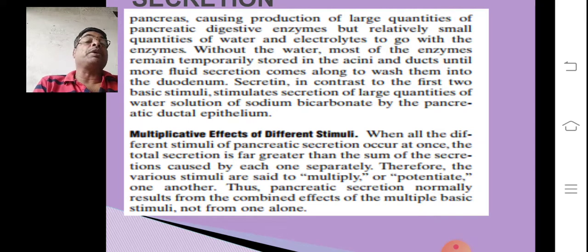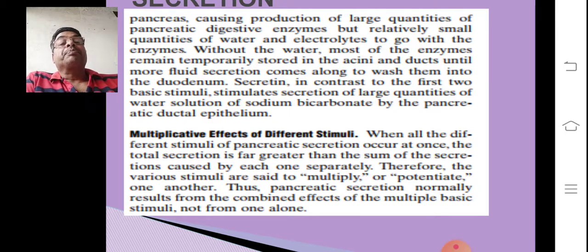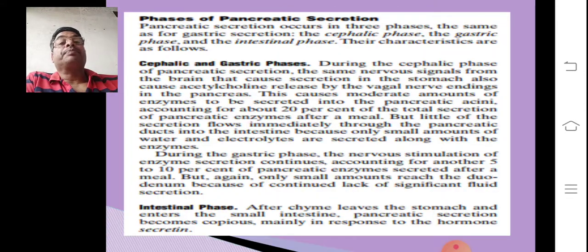Multiplicative effects of different stimuli. When all the different stimuli of pancreatic secretion occur at once, the total secretion is far greater than the sum of the secretions caused by each one separately. Therefore, the various stimuli are said to multiply, or potentiate, one another. Thus, pancreatic secretion normally results from the combined effect of multiple basic stimuli, not one alone.